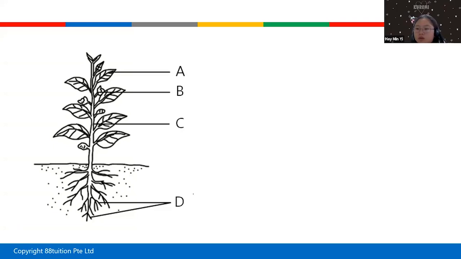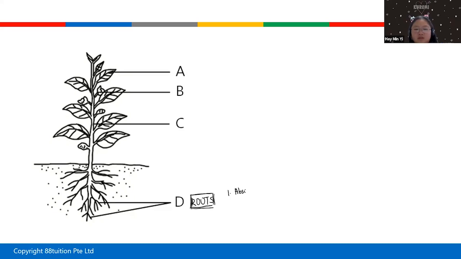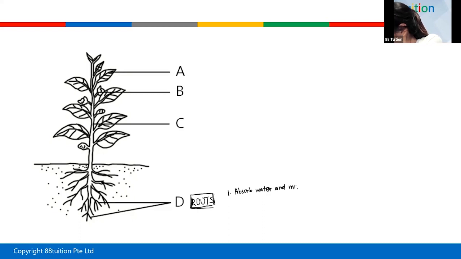The root. Good. Can you tell me what are the functions of the roots that you know? There are two main functions. What do the roots do for the plant? Absorb water and mineral salts, right? From where? From the soil. Yes.